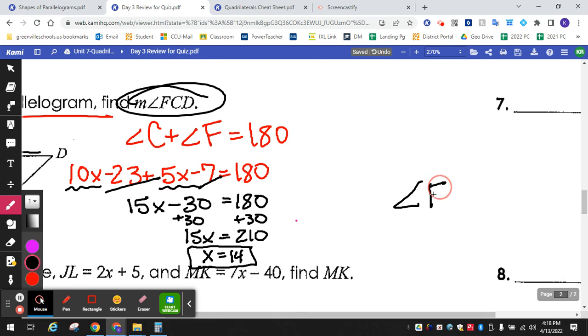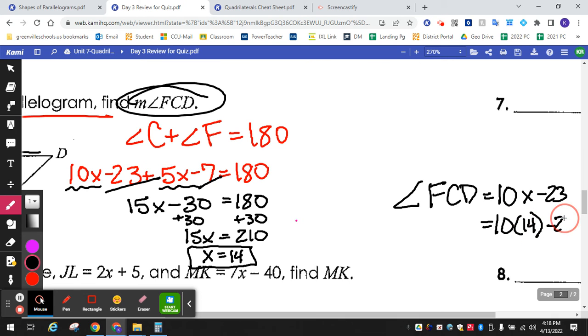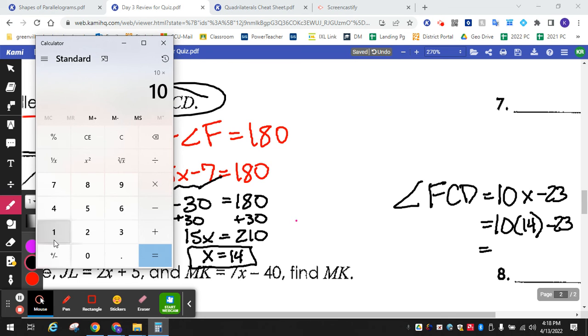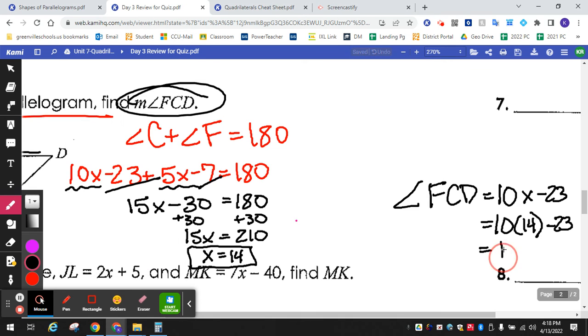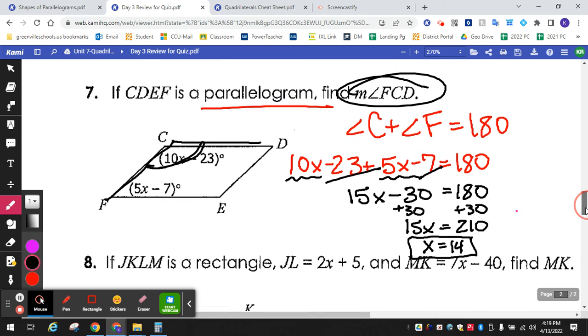So F to C to D is your 10x minus 23. So 10 times 14 minus 23, because we now know x is 14. So in the calculator, 10 times 14 minus 23, 117. 117 degrees. Okay. If you got 14, great job. Just make sure you go back and look what are you plugging in. All right. Keep going. Last two.